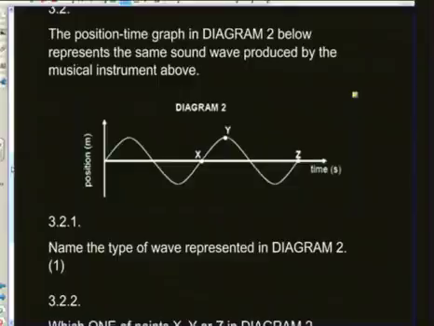Now they say, name the type of wave represented in diagram 2. Well, I've said that to you several times already. It's a transverse wave, okay?